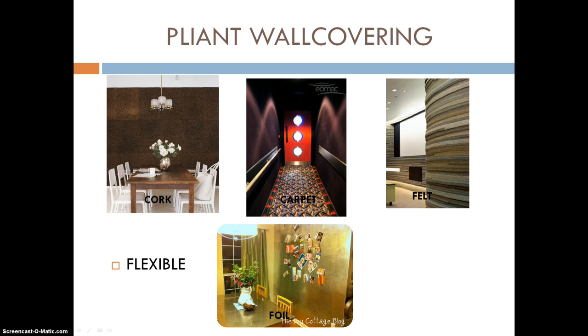Next we have plant wall covering, and this is wall covering that can be bent. Yeah, so it's very flexible. There are several different types. There's cork, carpet, felt, and foil. And vinyl also. Vinyl is also another one. We've talked previously about that.